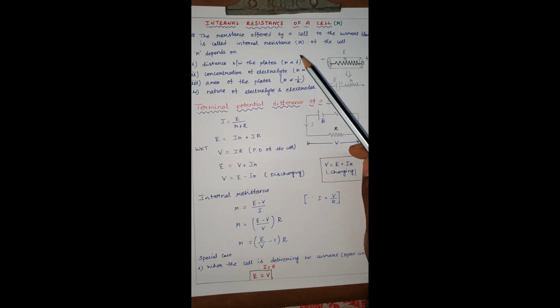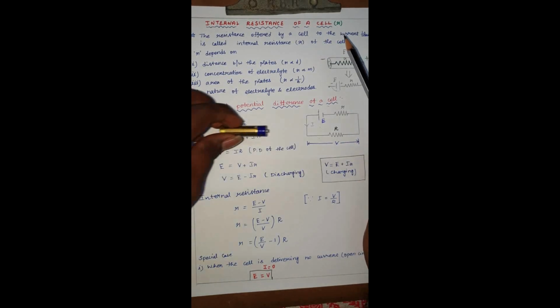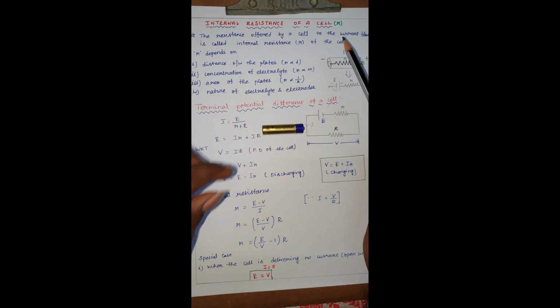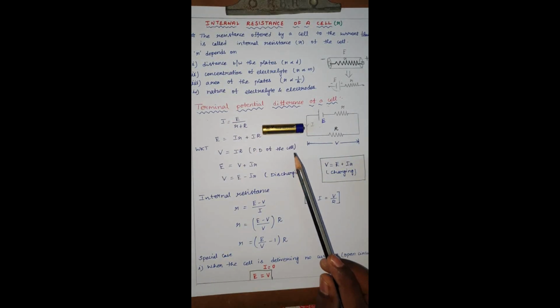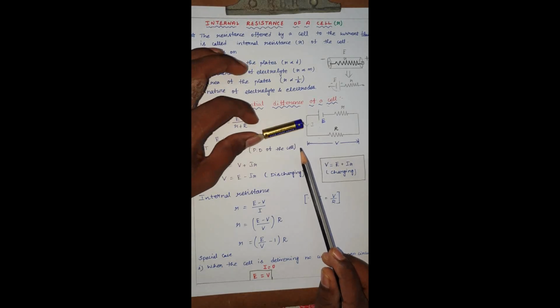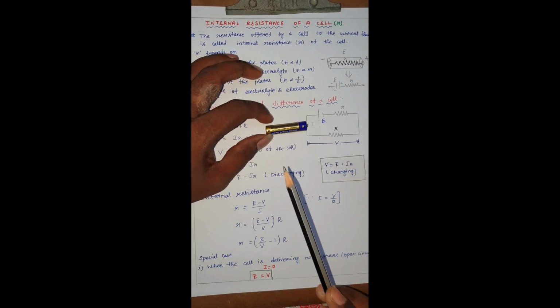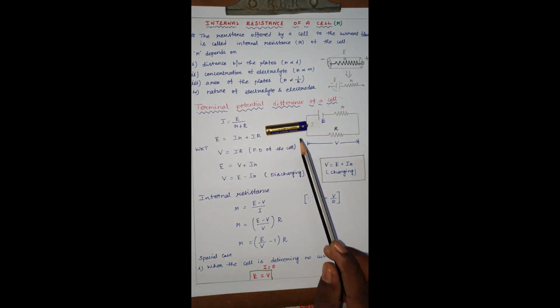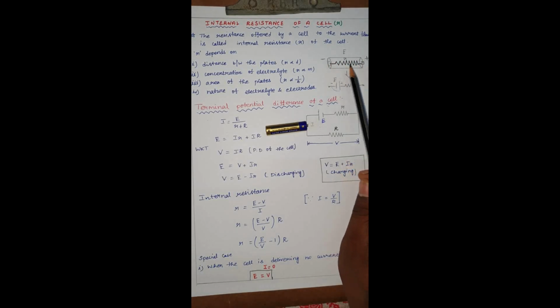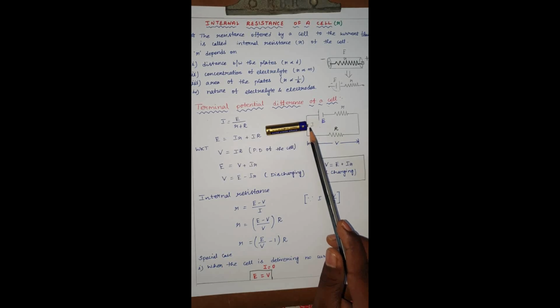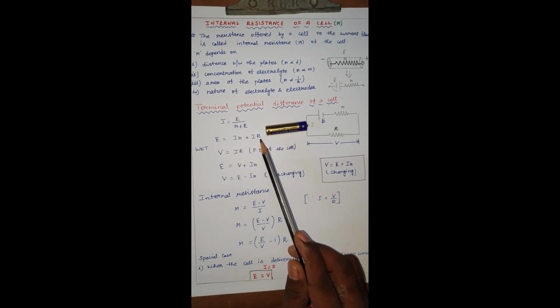Viewers, here we are going to study about the internal resistance of a cell. Consider a cell here. I have taken a small cell which is used for the remote of an AC. You can see the positive and the negative terminals. Based on this, I have drawn a small diagram. The positive terminal is the one where the lid comes out, and the negative terminal is a flat surface.